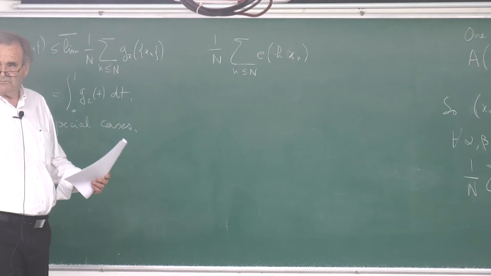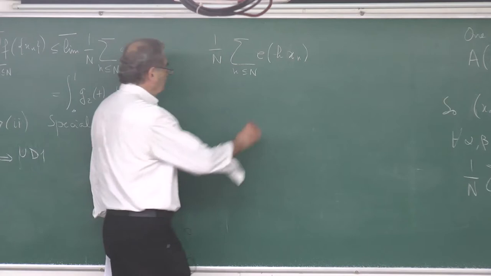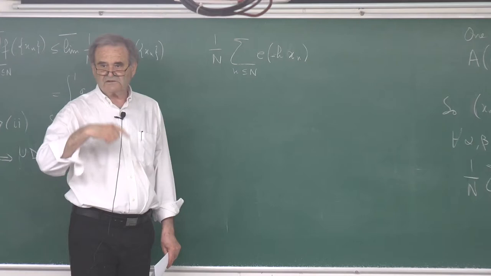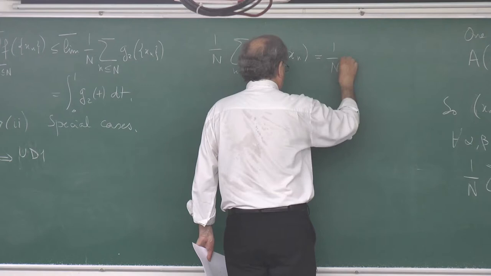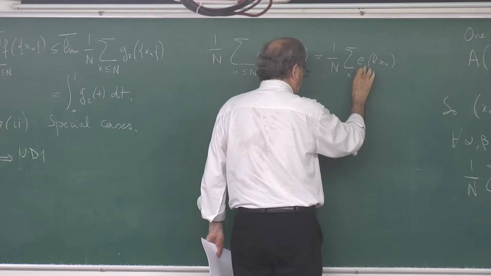Now what happens if h is negative, strictly negative? Then you are going to say this is minus h. But everything is real here, and this is exponential of 2 pi i. So it's just conjugation. So this is just 1 over N, the sum over n of e to the h xn, and you conjugate each term. And so you conjugate the sum. And this tends to 0.